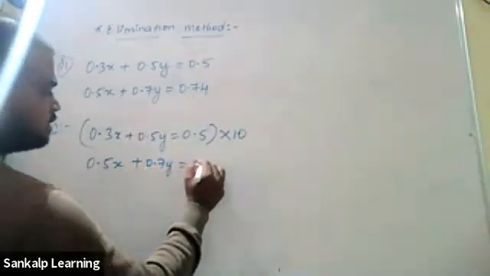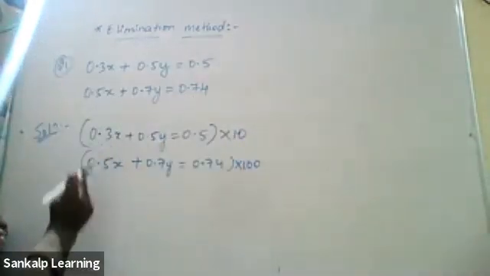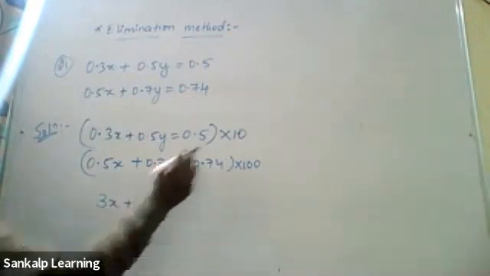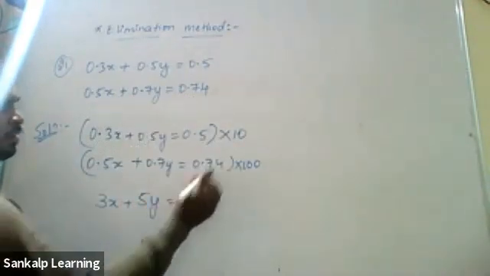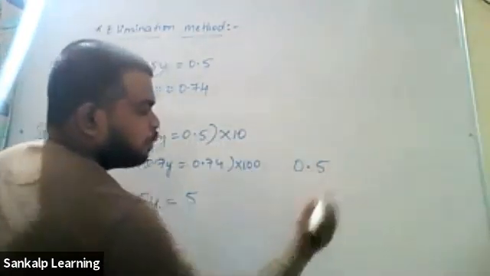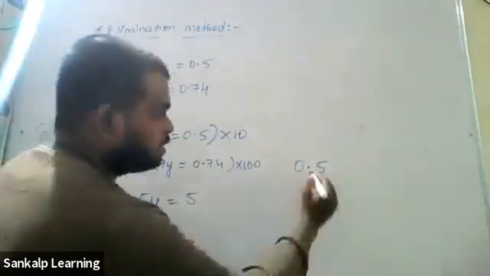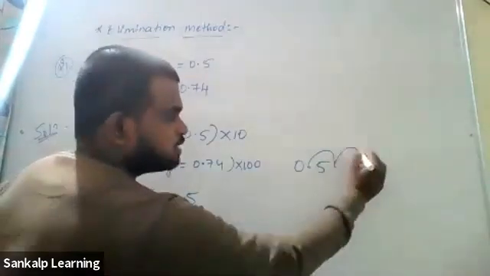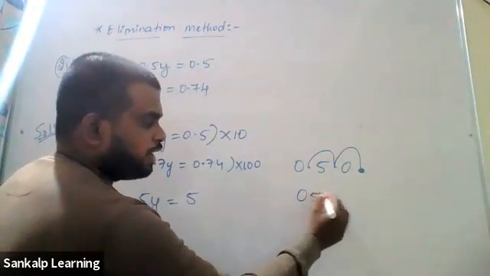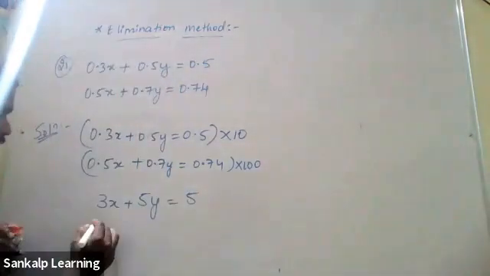0.7y equal to 0.74. Throughout let's multiply by 100. So again 10 into 0.3 is 3x. 10 into 0.5 is 5y. 100 into 5, observe. If you multiply 0.5 by 100, you have to shift the point 2 times towards the right. If there is no number, you have to take 0. So you got 050, which is nothing but 50.